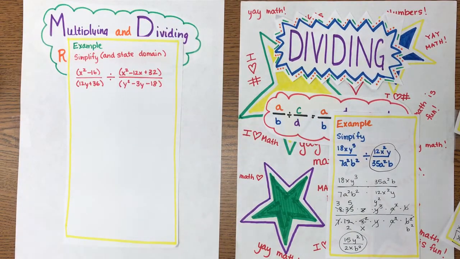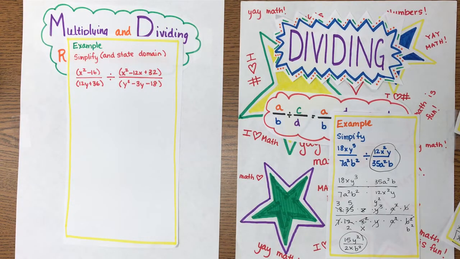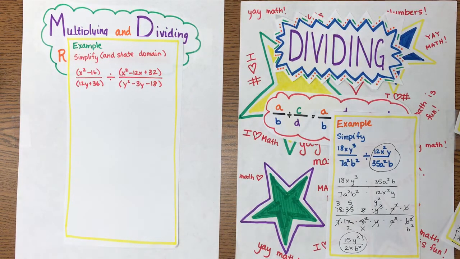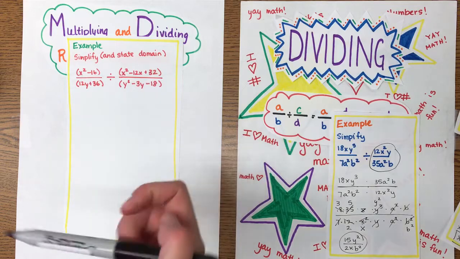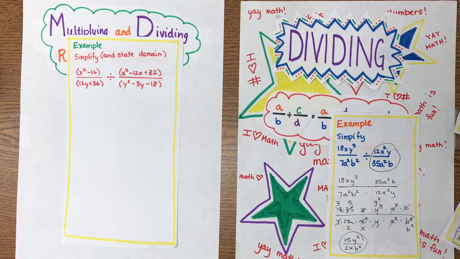Looking at a slightly more challenging problem, in this case, I also want to state the domain. So we'll come back to that in just a minute, but to start, I need to fully factor all of my terms. My first step is going to be to fully factor before I flip this, because I need to find the domain. My domain restrictions happen when I'm dividing by 0. So if at any point a variable is in the denominator of something, we have a domain restriction.